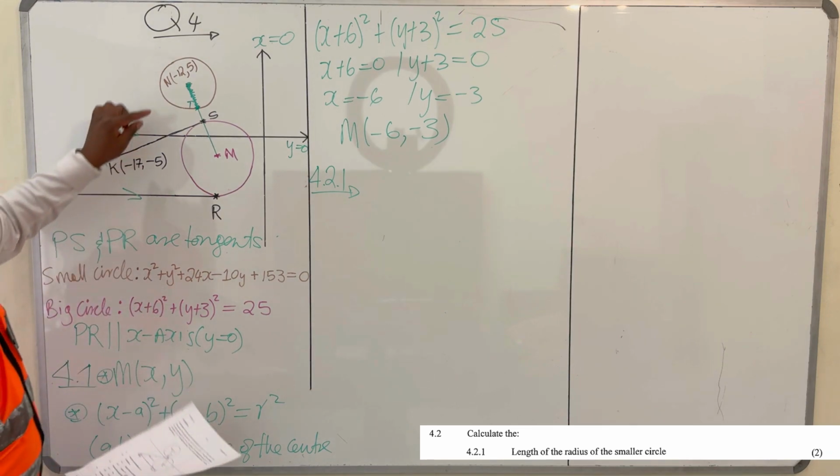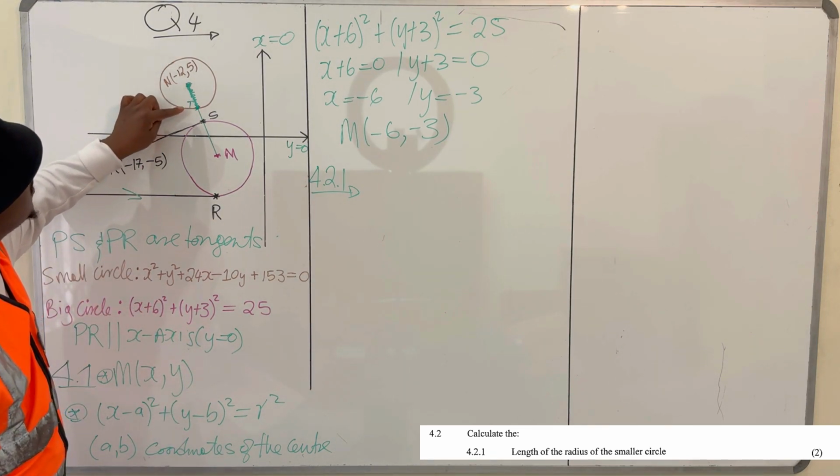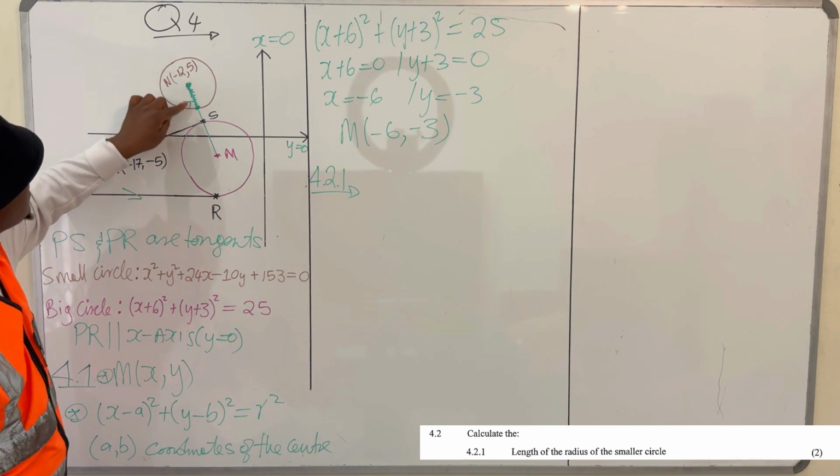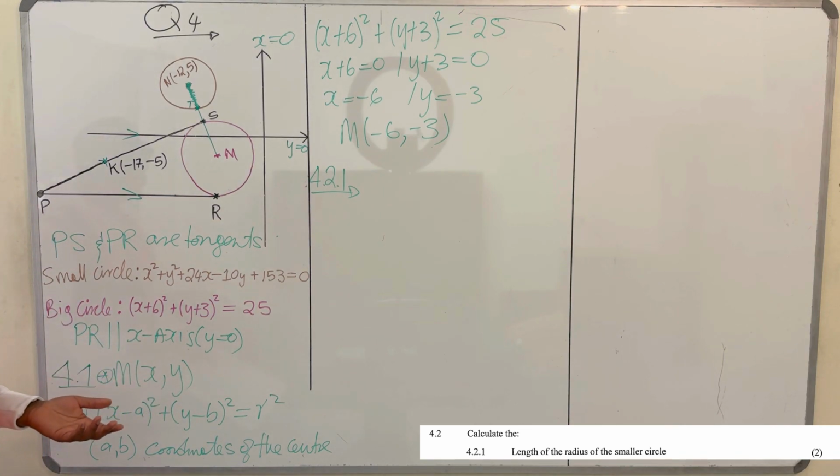That's what they want us to know. This distance from the center to the circumference of the circle, which is from the point N, which is the center, to point T. That's what they're looking for. They want the distance. Okay, so how do we find that?